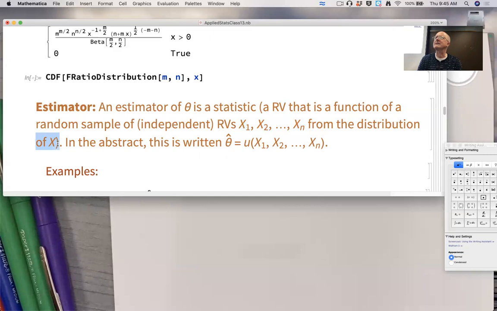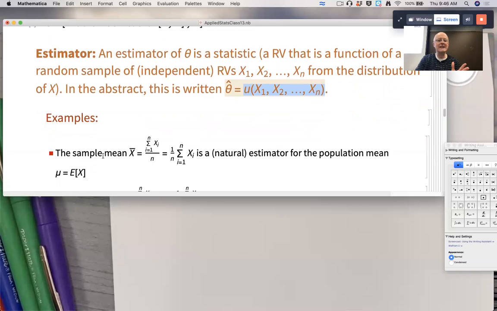And by the way, you may have noticed Mathematica always uses PDF even for PMFs, just like our book does. In the abstract, we write an estimator with a hat, theta hat. It's some function of the random sample. U is some arbitrary function of the random sample. So it's very abstract. Think about examples to help.